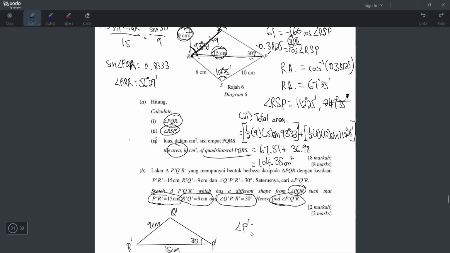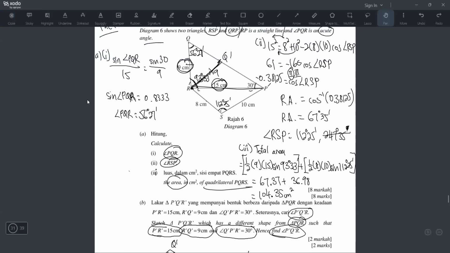Okay, sekarang dia kata find angle P prime, Q prime, R. So angle P prime, Q prime, R. So mana P prime, Q prime, R? Wait, is this R or R prime? R. So P prime, Q prime, R means dia nak cari angle mana? Sini lah. Sini kan? They want to find this angle.